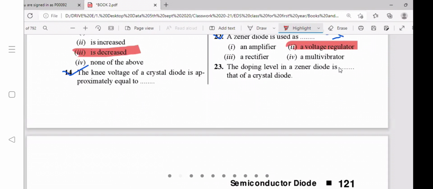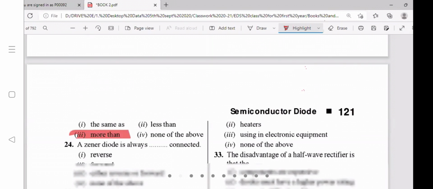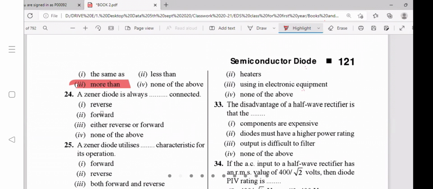The doping level in a Zener diode is that of a crystal diode, obviously more. We increase the doping level in a Zener diode. So compared to a crystal diode, it is more. The answer will be more than. The Zener diode is always reverse connected. That way forward connected, but if you want to get the Zener property, we need to connect it in reverse. In forward bias, it's the same as a crystal diode.